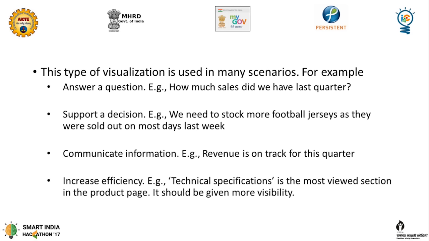It can also communicate information, say about revenue, whether revenue is on track for this quarter or not. It can be communicated very, very effectively. Sometimes you also compare this quarter with last quarter or last year's quarter. Just by putting it in a visual, it becomes very easy to find out. Increase the efficiency: this technical specification is the most viewed section in the product range, so it should be given more visibility.